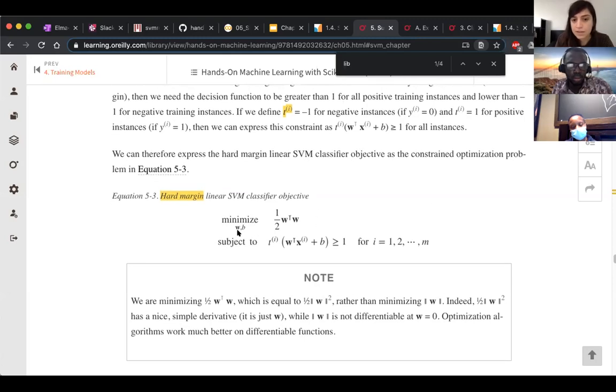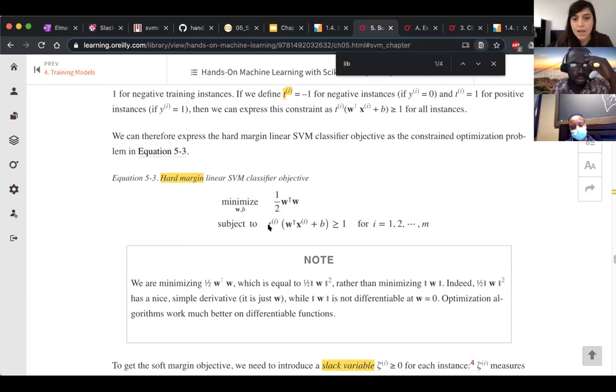Also, this is defining the width of my street. But how do we control for violators? Here it is. We're defining t as -1 if my decision function outputs a negative number. What that will be is -1 times something negative, which is going to be positive. And also we're defining t as +1 for the occasions that my model outputs a positive number. So +1 times positive is going to be a positive number.